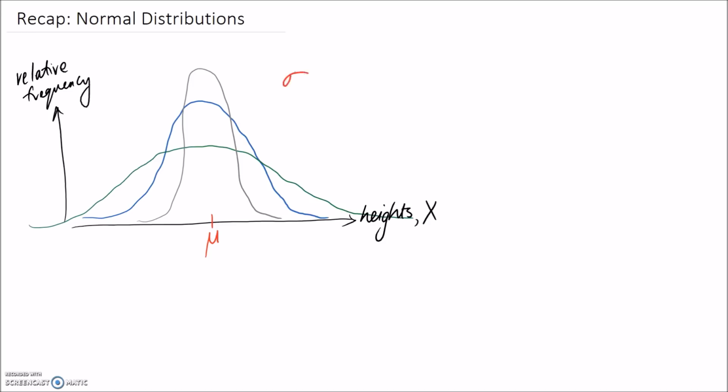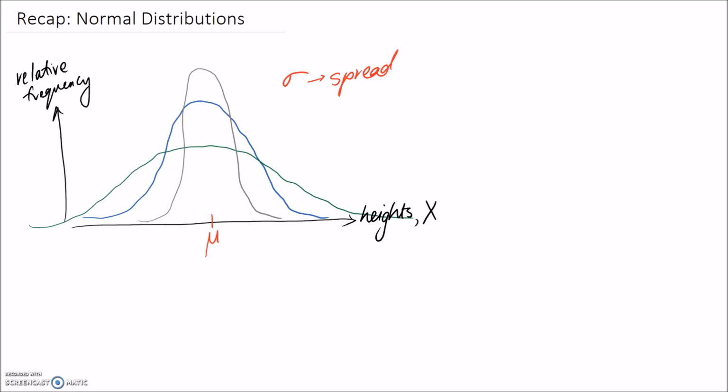Okay, so sigma is the symbol that we use to represent standard deviation. And this is describing to you the spread of the data. So is it really spread out like this green line, or is it really concentrated like this grey line? The bigger the standard deviation, the more spread out it is.